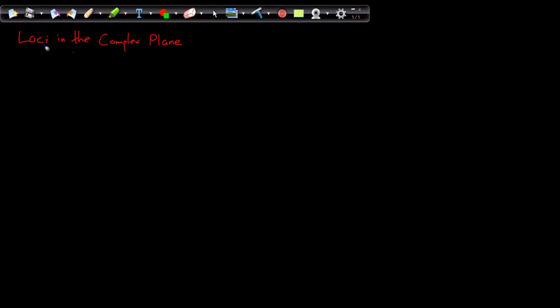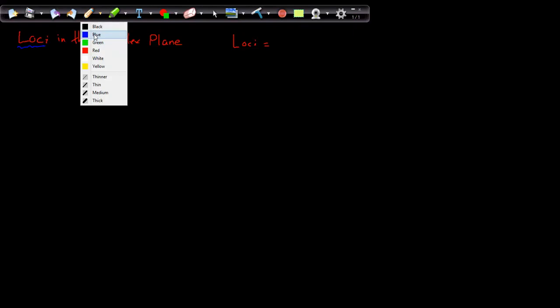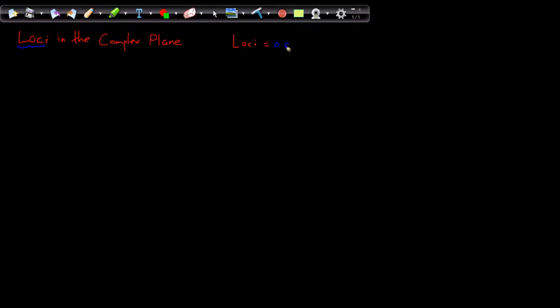Okay, so the word loci, what does that mean? Well, the word loci is a mathematical term, and it essentially means a set of points that, when you graph them, fit a given condition. Or it could be conditions.